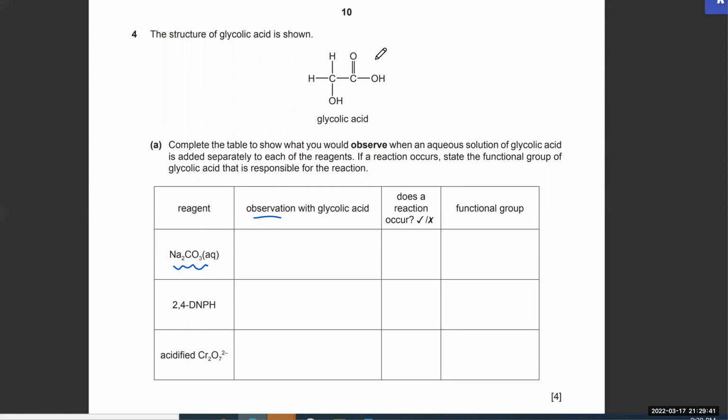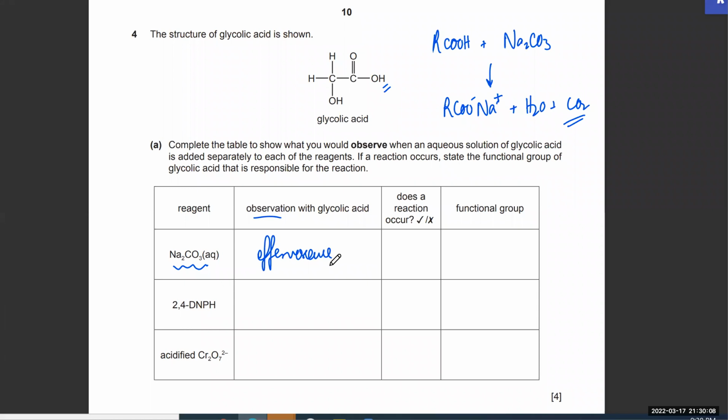Whenever you have a carboxylic acid, it reacts with a carbonate. A salt would be produced with carbon dioxide, so it's going to produce RCO2-, Na+. This H would get replaced, giving Na+, H2O and CO2. So the observation would be that CO2 would produce effervescence, bubbles. Does the reaction occur? Obviously, it does occur. What's the functional group that's reacting? It's the carboxylic acid functional group.